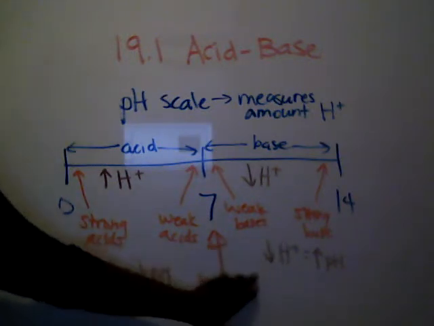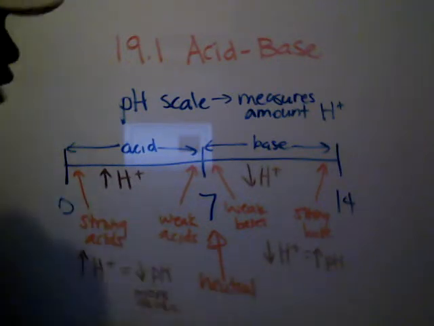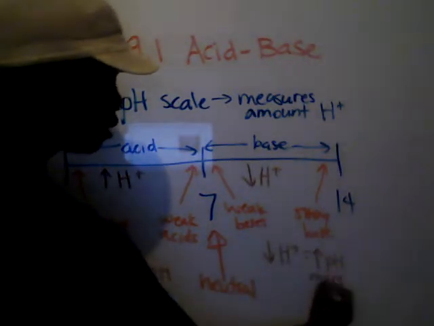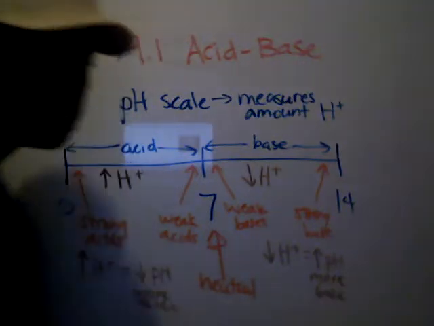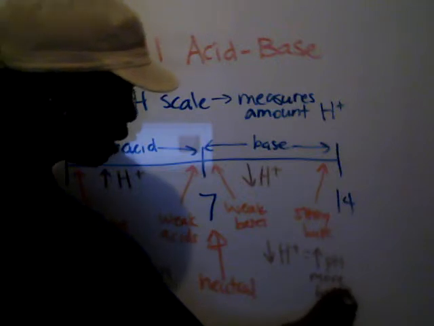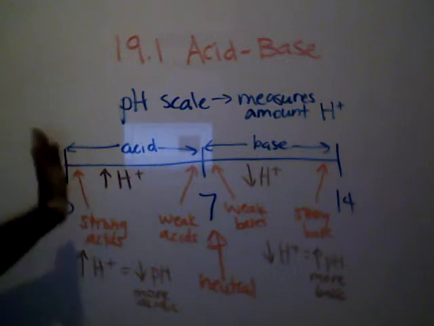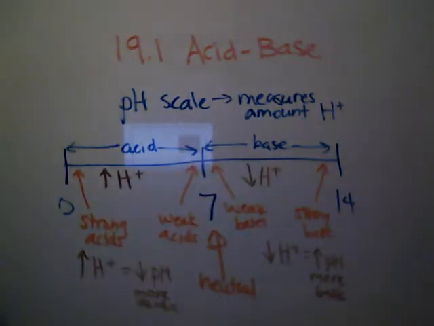For bases, they have fewer hydrogens in comparison to acids. So the lower the amount of hydrogens, the higher your pH, the more basic you are. One thing to really keep in mind for this pH scale is we're measuring the amount of hydrogens. Okay? Depending on the amount of hydrogens you have, you may fall at being an acid or fall at being a base.